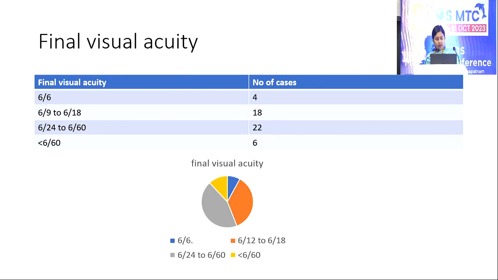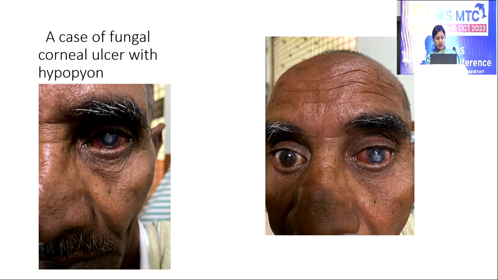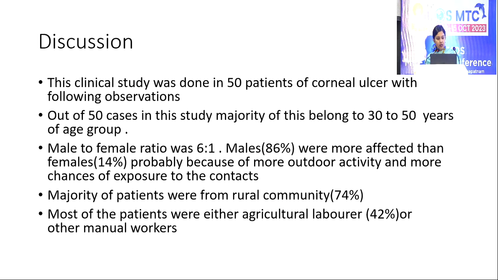Visual acuity at time of presentation: 6/6 is nil, 6/9 to 6/18 is 16, 6/24 to 6/60 is 20, less than 6/60 is 14. After the treatment, final visual acuity 6/6 is 4 people, 6/9 to 6/18 is 18, 6/24 to 6/60 is 22, less than 6/60 is 6. These are the cases of fungal corneal ulcer. This is the patient with the hypopyon.